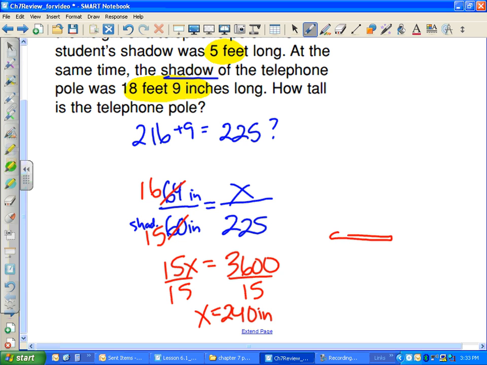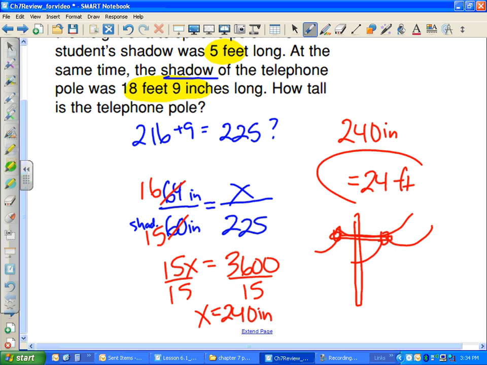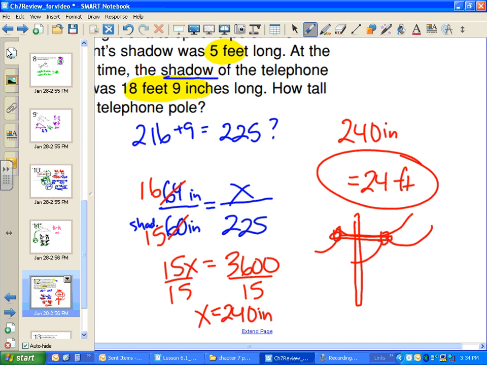This is the telephone pole. Oh, this looks horrible, but there's your little telephone pole with the wires. But I know how tall this is: 240 inches. Divide that by 12. 240 divided by 12. What's that? 24 feet. Right? Is that it? Let me see. One more. I think I have one more, don't I?